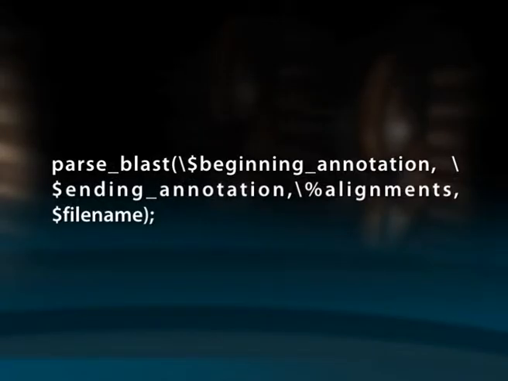The use of double dollar instead of a single dollar at the beginning of 2 of these variables indicates that they are references to scalar variables. When they were passed in as arguments to the subroutine, they were preceded by a backslash, like parse_BLAST(\$beginning_annotation, \$ending_annotation, \%alignments, $file_name). Within the parse_BLAST subroutine, those variables with only one $ are references to the scalar variables. They need an additional dollar to represent actual scalar variables. This is how references work.